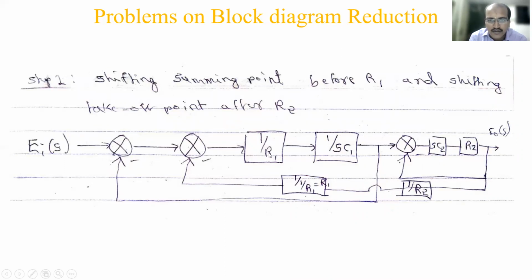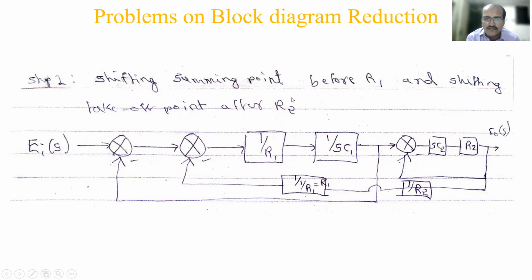So that is the point. 1 by R1: this summing point I have moved here, 1 by R1 taken this side, 1 by SC1. Then this takeoff point, see here, 1 by R1 is equal to R1 here, and this 1 by R2, so the takeoff point is removed. So now what is the next step?